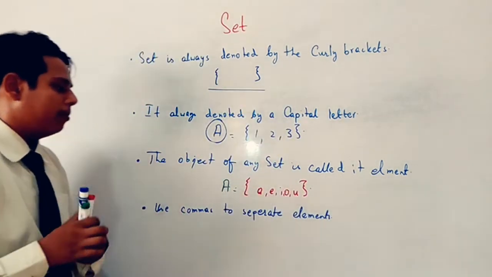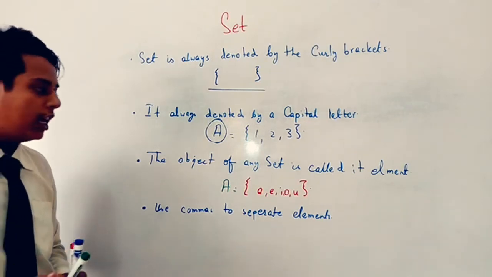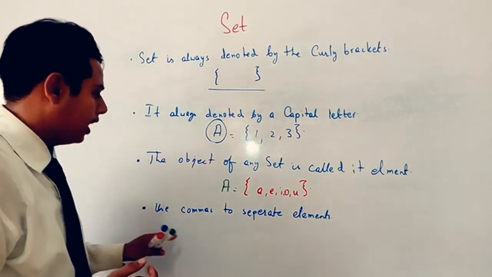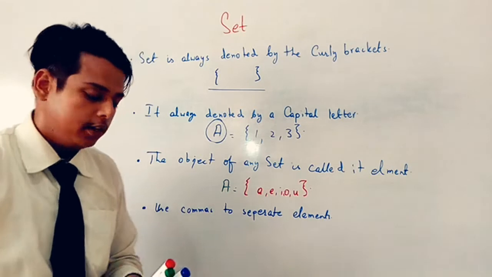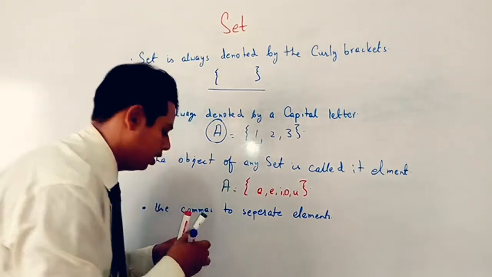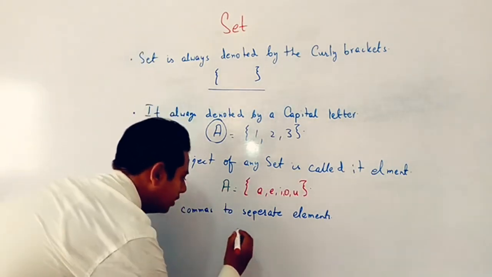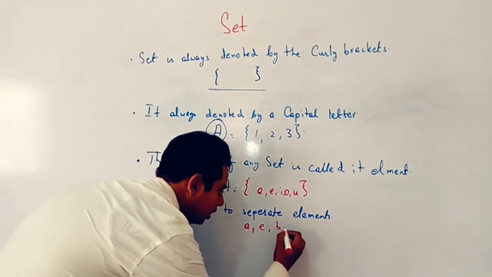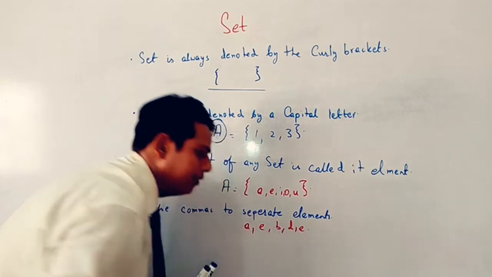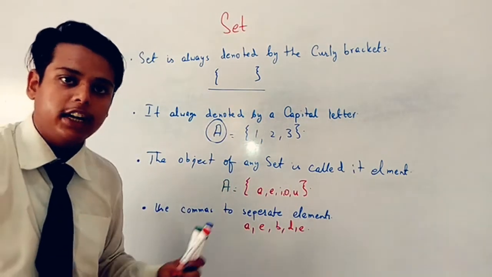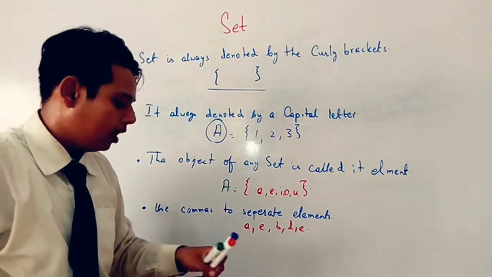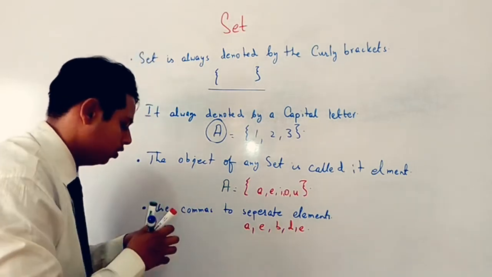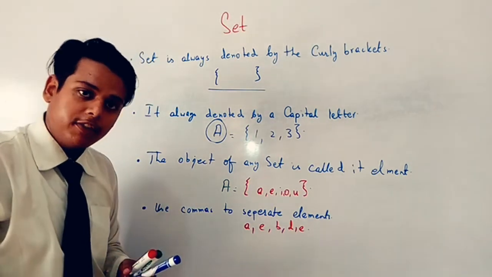We always remember that we use commas to separate the elements. Let's suppose we have some data, that is A, E, B, D and E, and we have to make the set of that data. So what should I do?